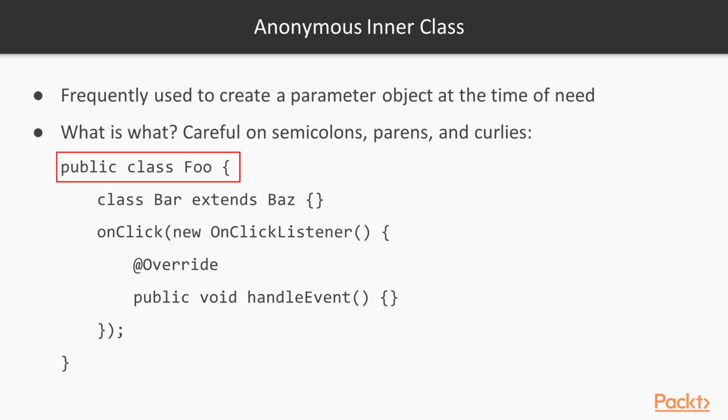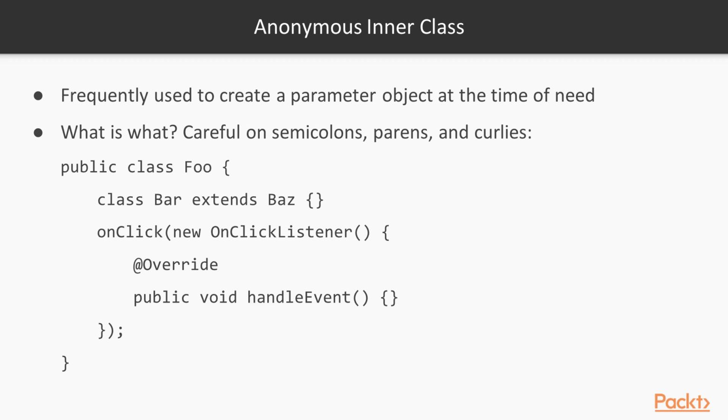We have public class foo, open curly, and its match and close curly at the bottom, a traditional class. Within that, we are declaring a new class called bar, which extends a class called baz, open and close curly, and inside of this we could have things like methods and anything that a normal class would have. So that's a named inner class because we're giving it a name here.